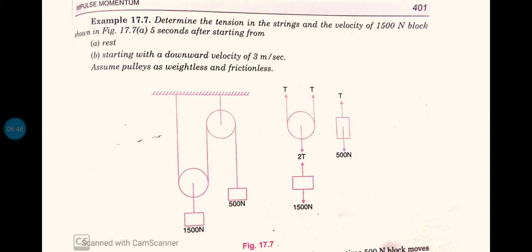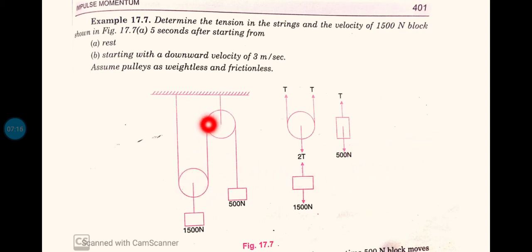The same thing will be there with the velocity, since velocity is rate of change of distance, that is distance by time. If the distance moved is double, it means the velocity will be double. Since the time is the same, as it is happening at the same time, if the distance moved is double, the velocity will be double. So the velocity of this 500 Newton block will be double that of this 1500 Newton block, and the same thing will be there with the acceleration.